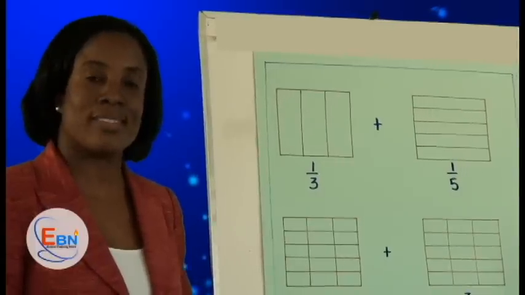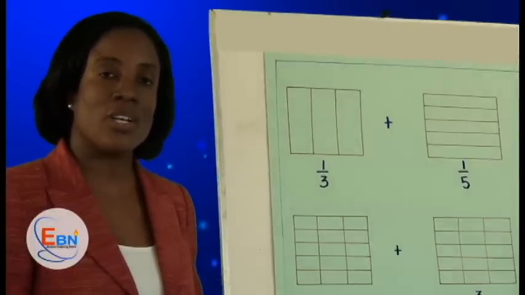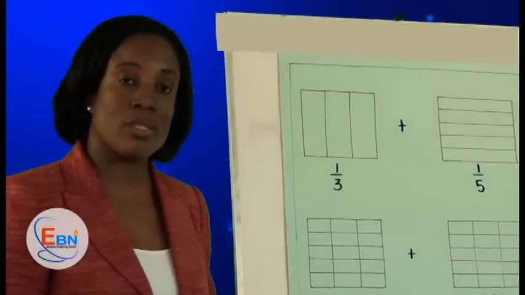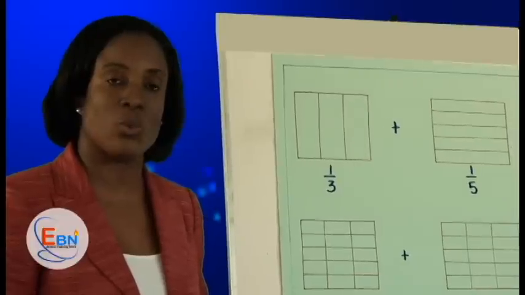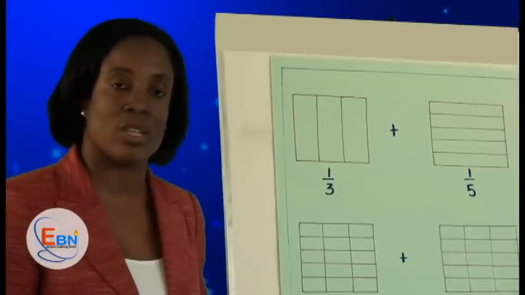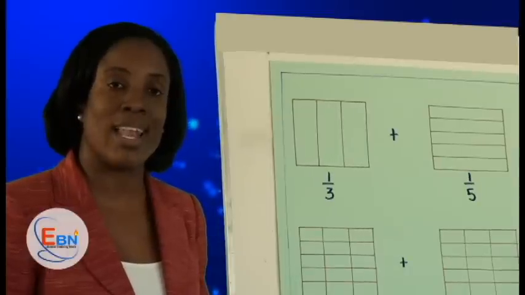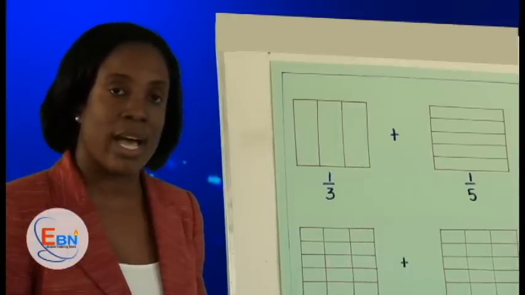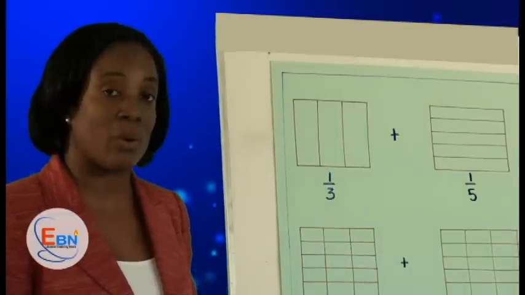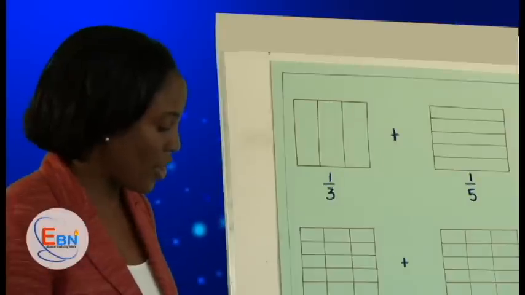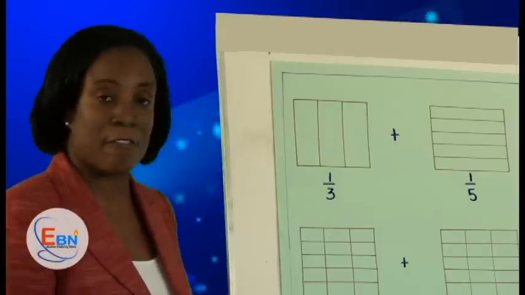Okay, students, when adding unlike fractions, what is important is that we rename the fractions so that they become like fractions. I'll illustrate with the example that was read. A third plus a fifth.